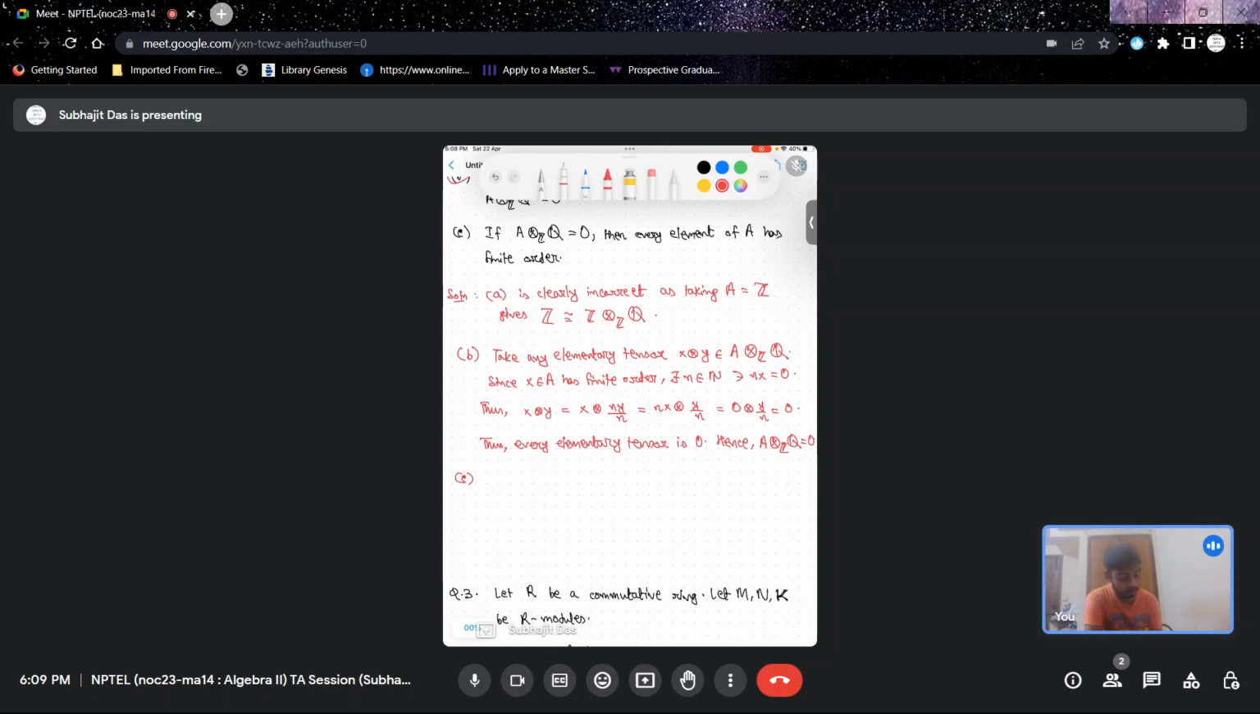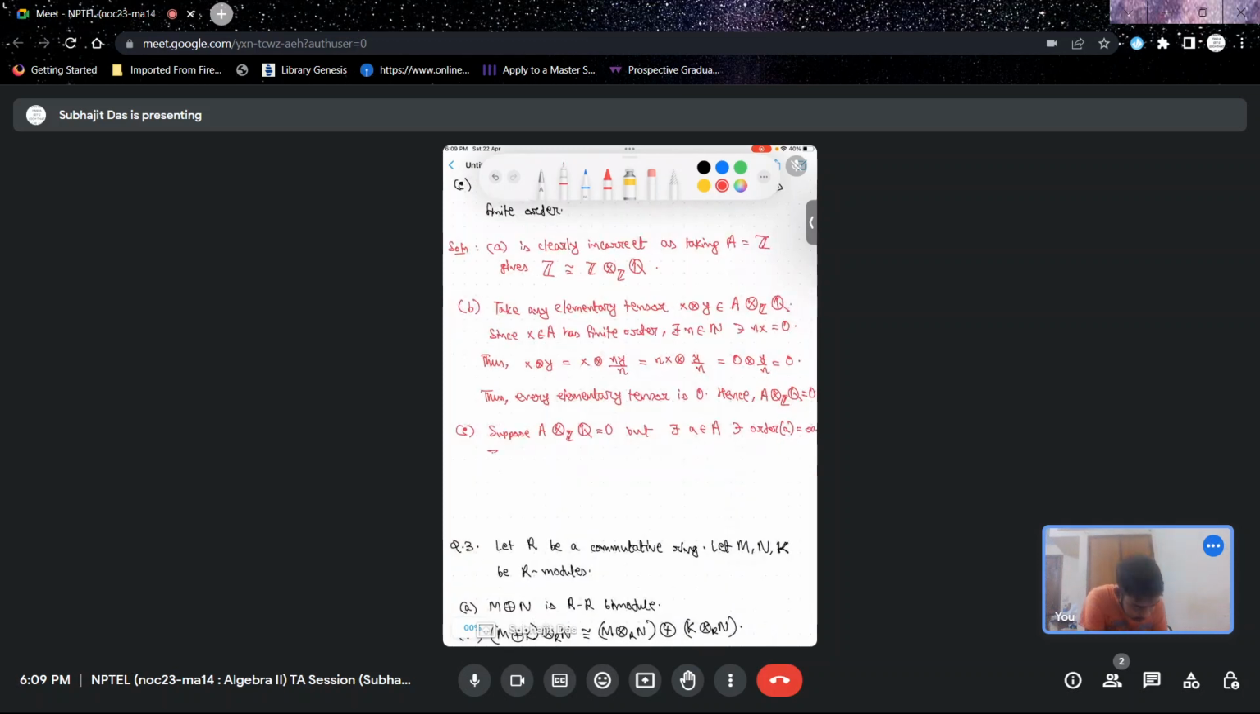Okay, so let us just quickly solve this. Suppose A tensored over Z with Q is given to be 0, but there exists a in A such that the order of a is not finite. Then the Z-submodule of A generated by the element little a is isomorphic to Z as Z modules. It's clear.